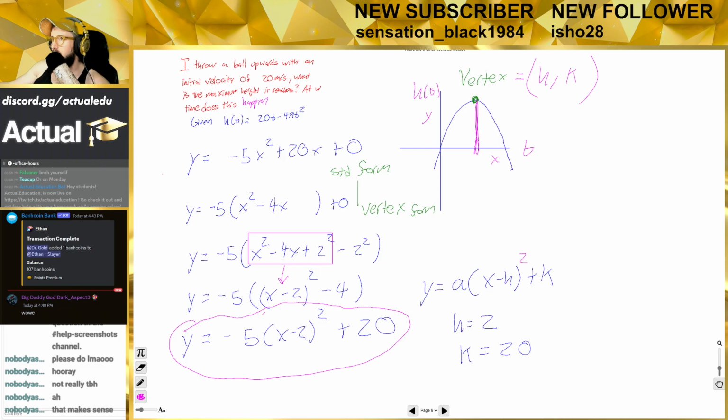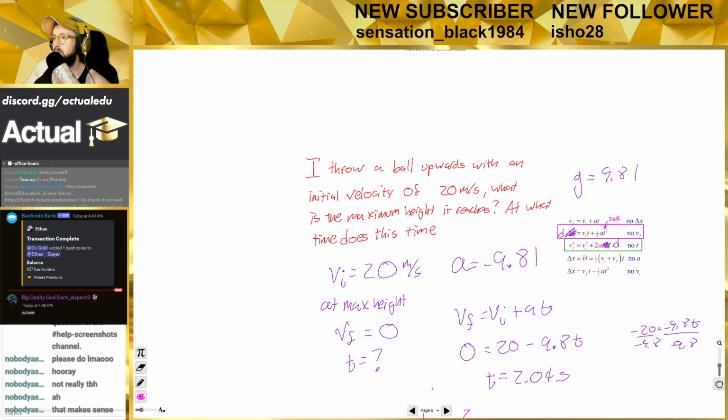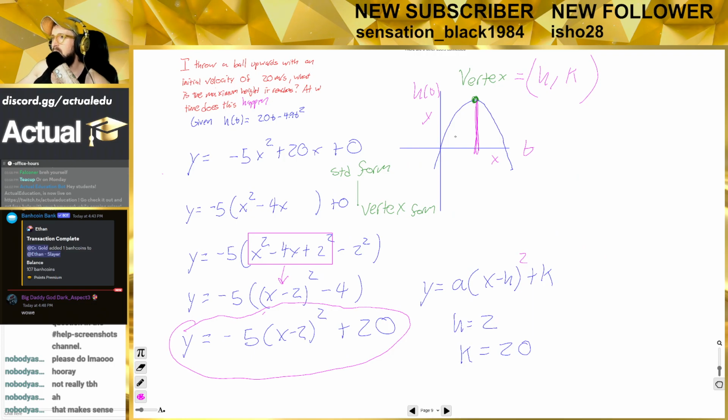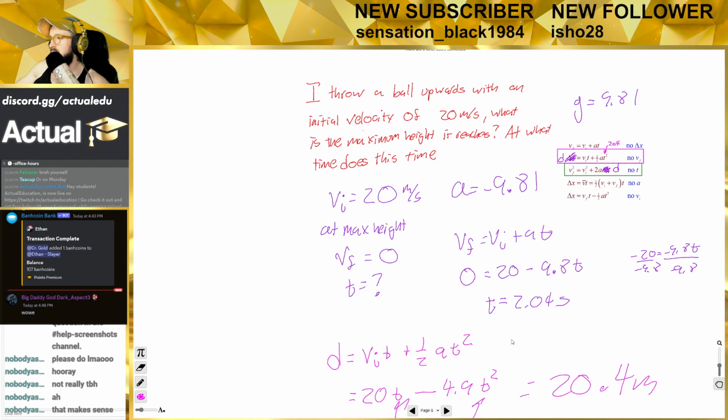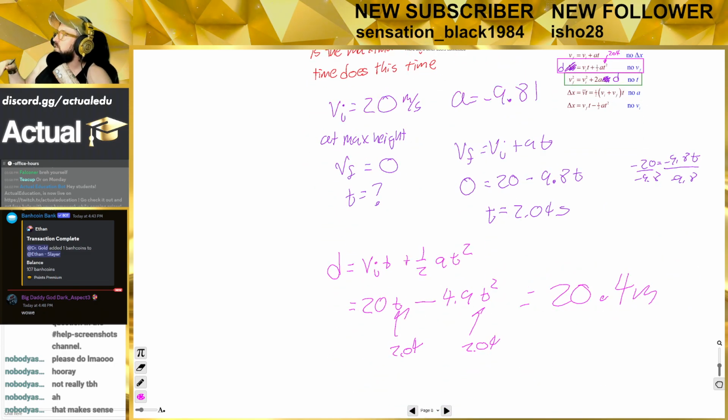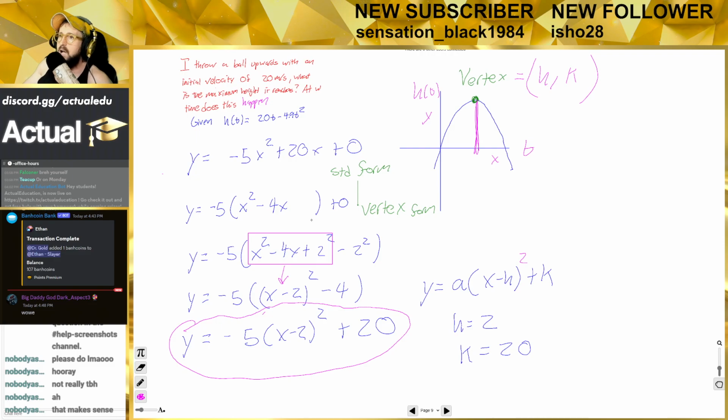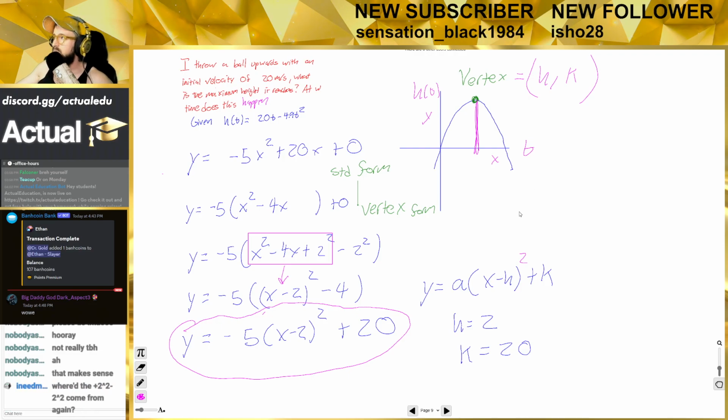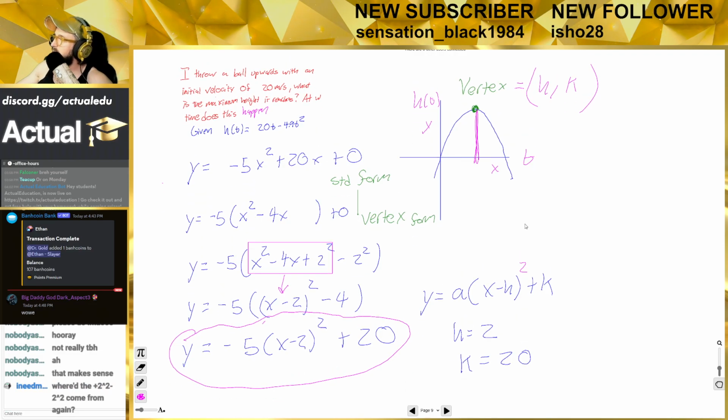So whatever our vertex here was, the x coordinate is the time that the max height happens, which is at 2, basically what we had here, like 2.04. And then the height is the y coordinate of that vertex, which is 20, basically the same as 20.4 here. The only difference is that I used -5 instead of -4.9, just because the algebra is a lot easier when I have whole numbers to deal with. So that's how you can do this question without even using calculus or physics. You can just use literally algebra. Or maybe this is pre-calc. I don't know.